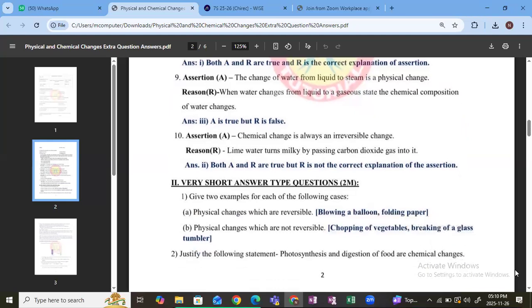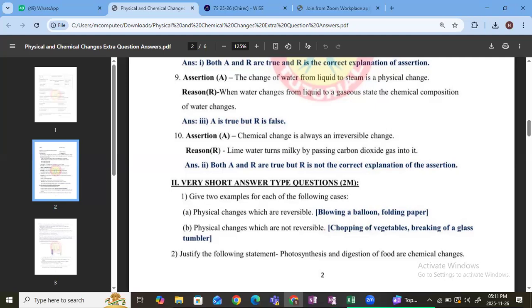Very short questions. Give two examples for each of the following. Physical changes which are reversible. Any two you can. Ma'am, like when we make roti from the atta, we can get back the original shape if we don't cook it. And second, ma'am, stretching of a rubber band also counts as a physical change.